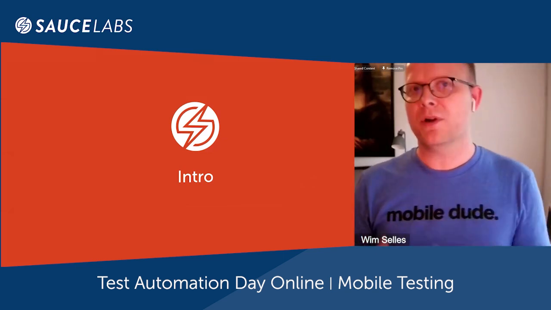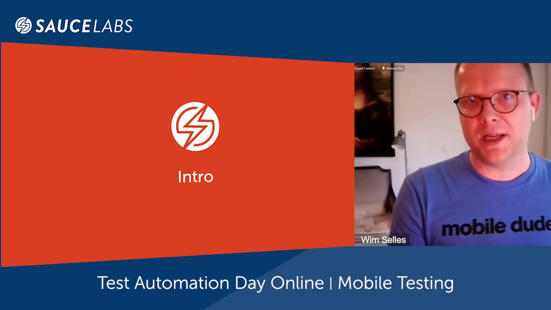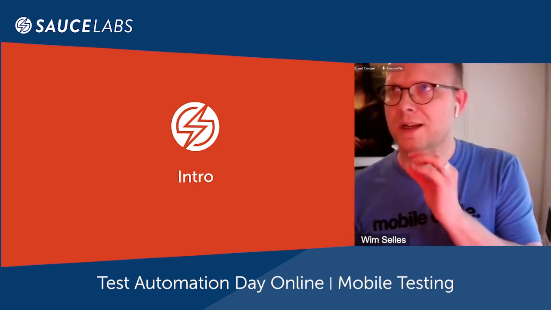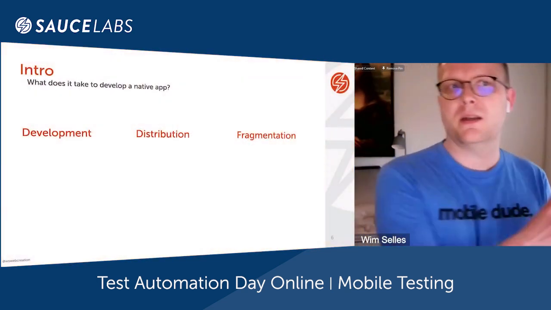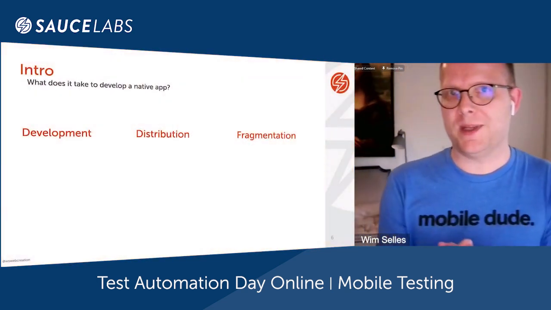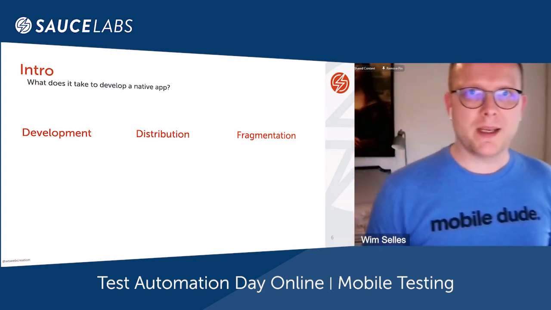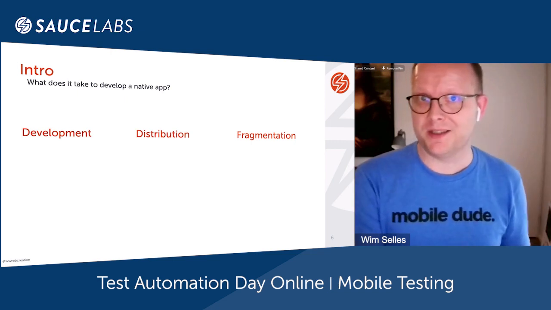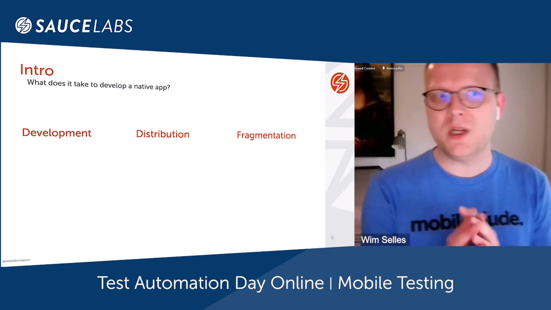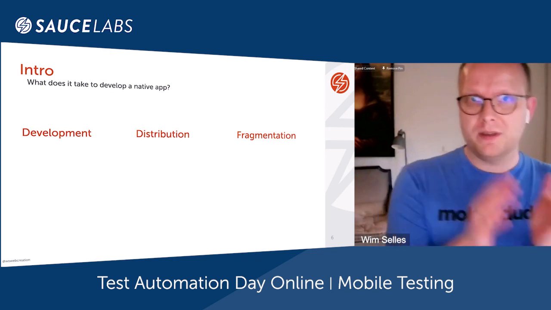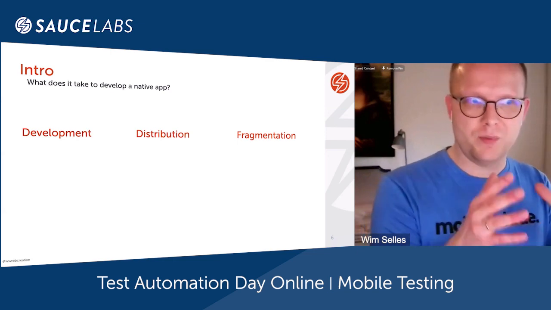And when we're talking about an alternative, I first want to go back to basically native applications. I want to try to answer the question, what does it take to develop native applications? And based on that, I want to work to the alternative. If we're talking about developing native applications, what does it take? Well, in my opinion, there are 3 things that we need to be aware of. The development part, the distribution part, and also fragmentation. And let me just dive into some details here.